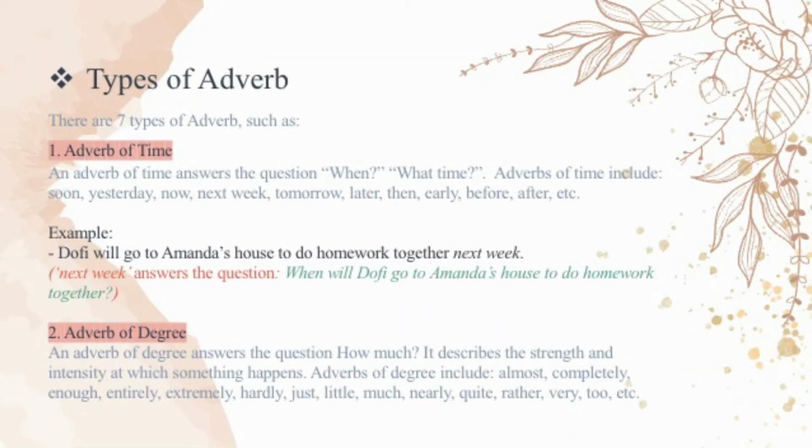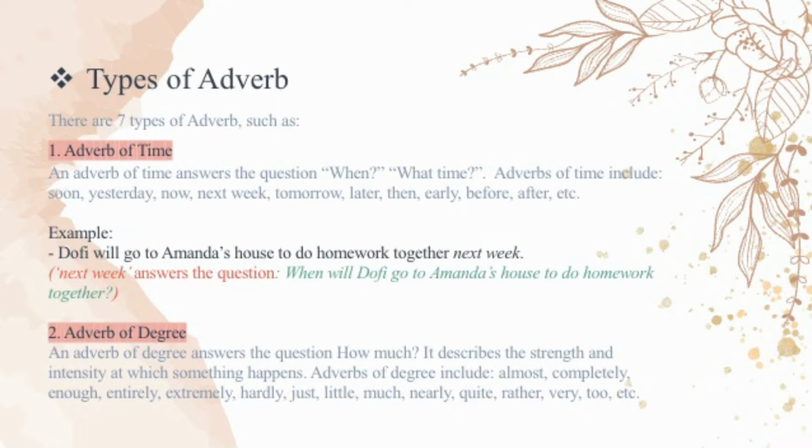And then we move to the types of adverb. There are 7 types of adverb. The first one is adverb of time. An adverb of time answers the question when and what time. Adverbs of time include soon, yesterday, now, next week, tomorrow, later, then, early, before, and after. For example, Dofi will go to Amana's house to do homework together next week. Next week here answers the question, when will Dofi go to Amana's house to do homework together?